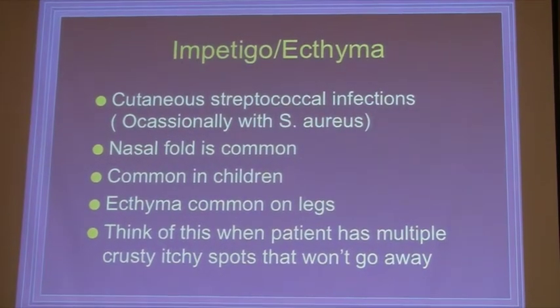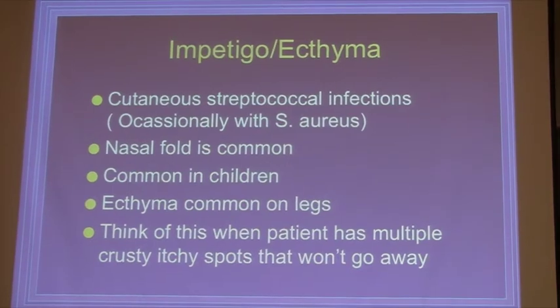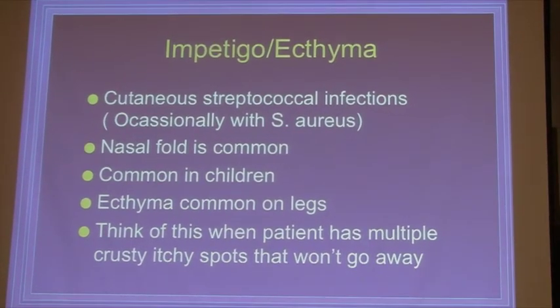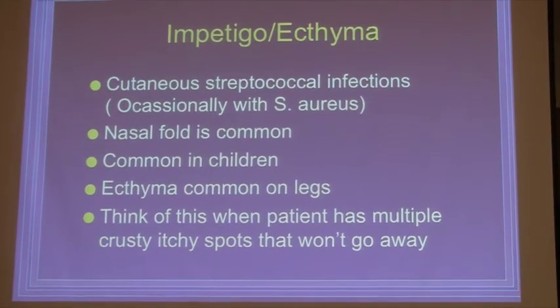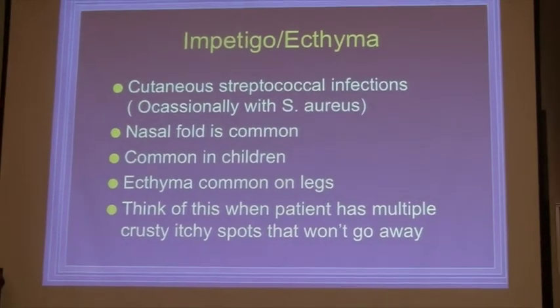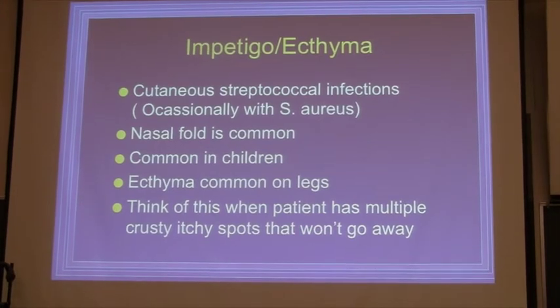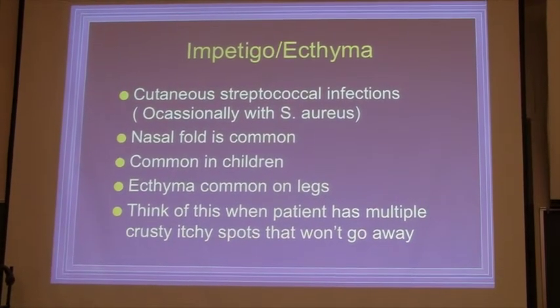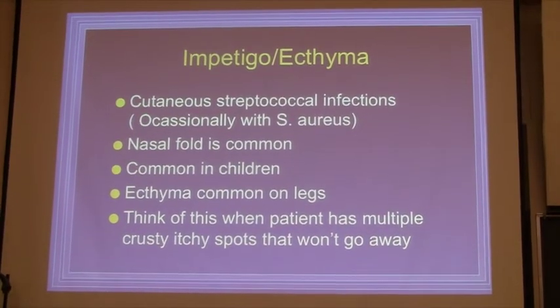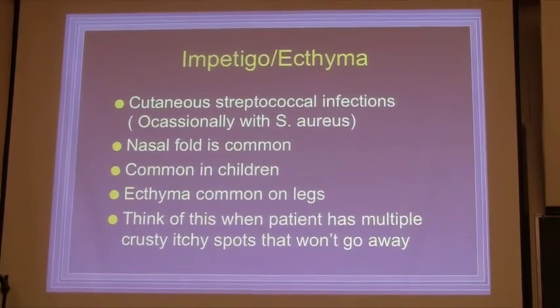How many people have heard of impetigo? Impetigo is something we see in kids. It's a strep infection in a very, very superficial part of the skin. Ecthyma goes deeper than that, but they're the same bacteria, just looking a little bit different. Very, very common on the legs. And in the United States, the majority of patients with ecthyma are homeless.